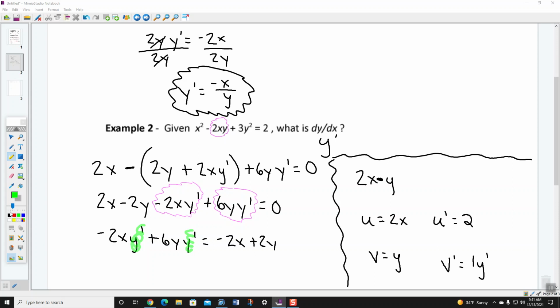Okay, so here's what we're trying to do. Again, we want y prime alone, and it's really a pretty simple process now once you've got the stuff separated from left side and right side, stuff with a y prime and stuff without a y prime. So right here, we're taking that y prime out. This becomes y prime times, okay, it would be negative 2x plus 6y, that's still going to equal your negative 2x plus 2y.